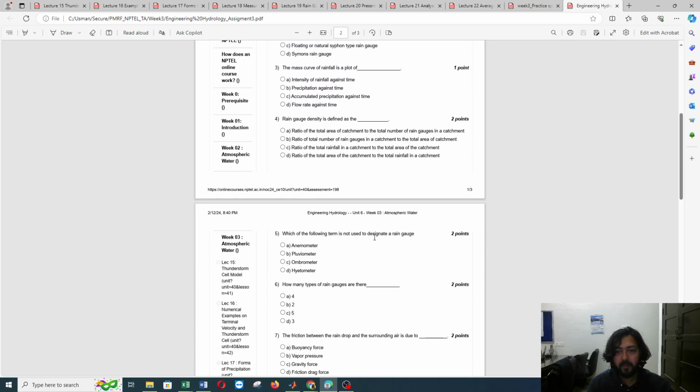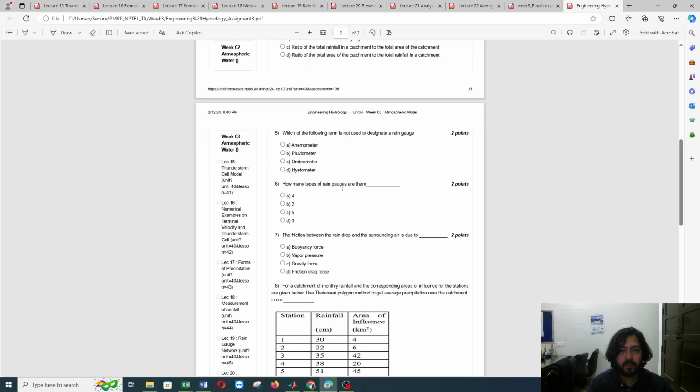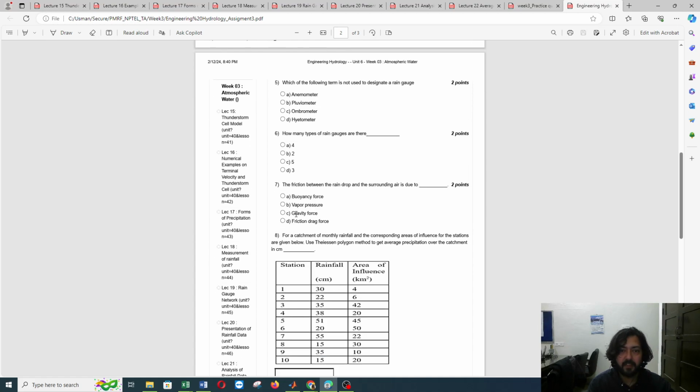Then, which of the following terms is not used to designate a rain gauge? For this you can use the trial and error method and eliminate the options. You can look into anemometer, pluviometer, ombrometer and hyetometer, and eliminate which of them is not used to designate a rain gauge. Then, how many types of rain gauges are there? We already know this, we have discussed it.